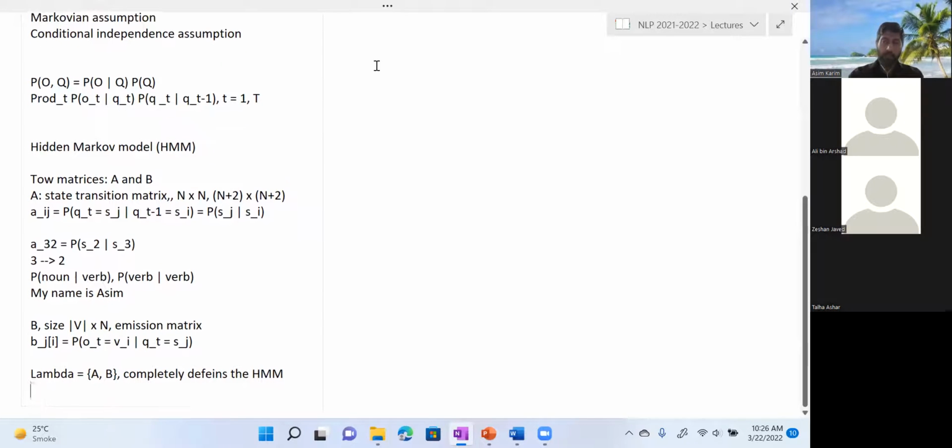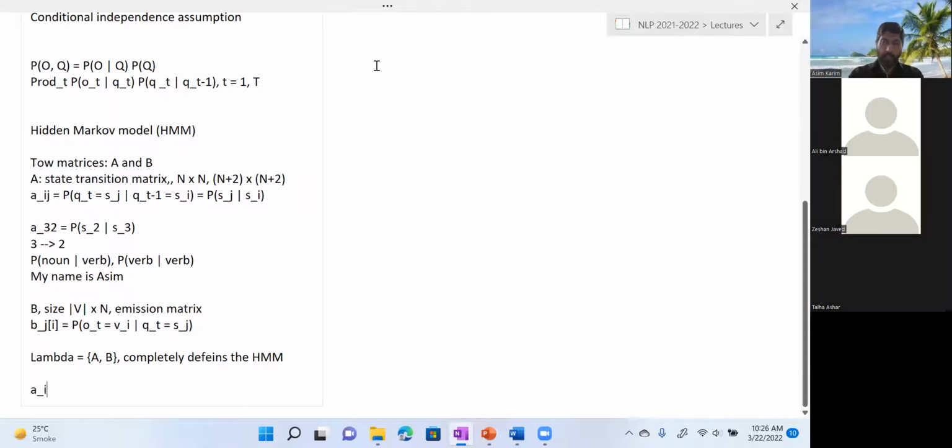By the way, in these matrices, if you talk about Aij, what was Aij? It was the probability of Sj given Si. So the probability of all Sj's should sum to 1 for a particular Si. Okay?